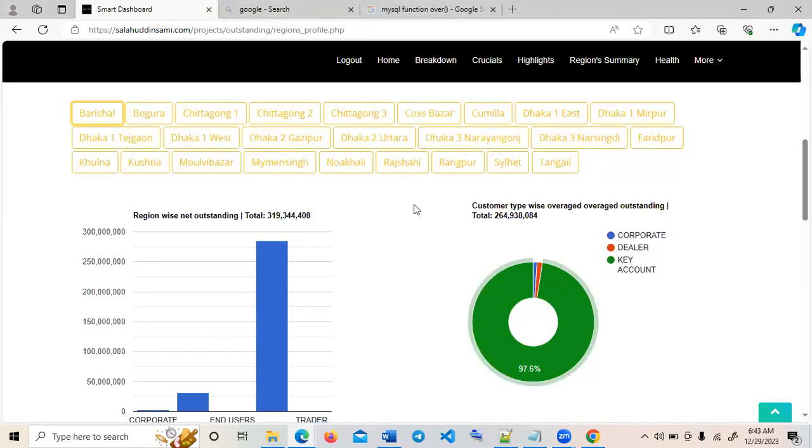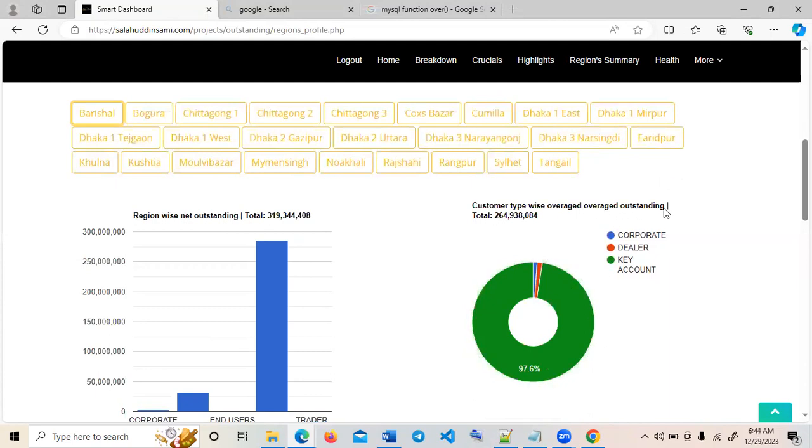Here it says overaged outstanding. Out of this company's sales outstanding, these are overaged: the customers were supposed to pay, but they didn't pay within the credit time allowed. If I select this region, it shows what amount and what percentage is owed by various types of customers. In this region, there is only one type of customer, the key account customer, and they form 97% of the overaged outstanding.